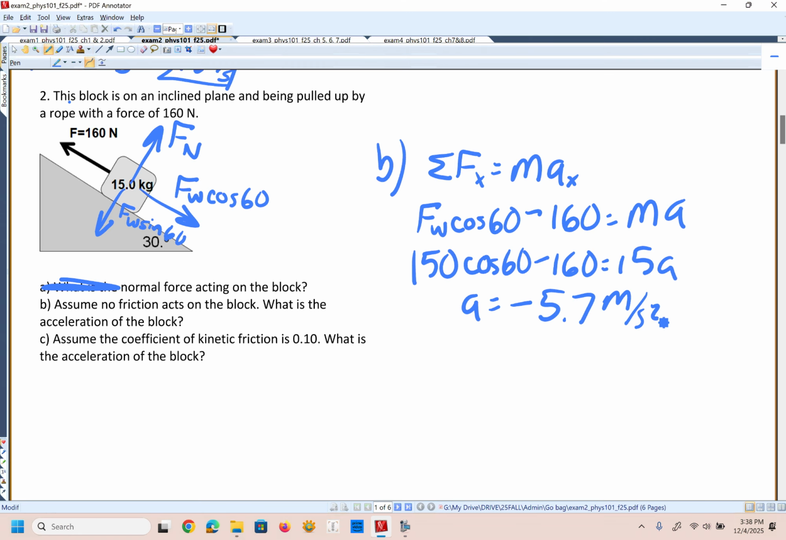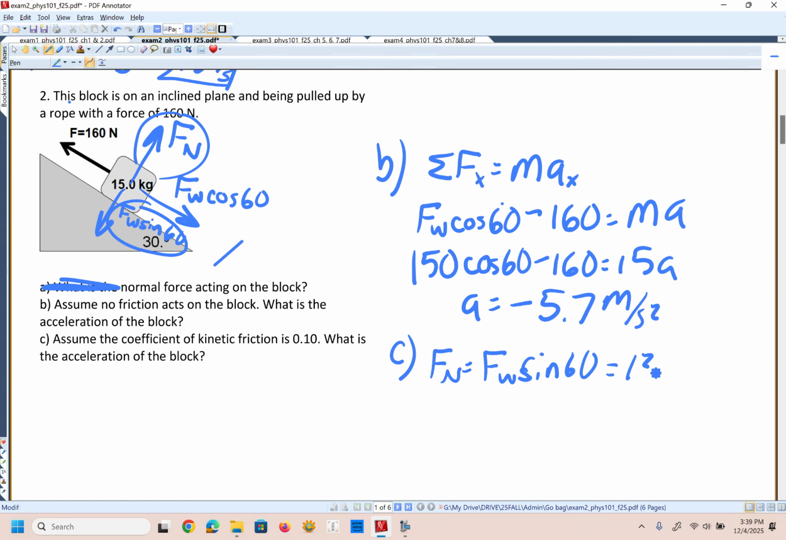All right, and then for part C, it's a little more difficult because you have to find the frictional force. And in order to find the frictional force, you first have to find the normal force. And the normal force is equal to FW sine 60. I know that because this force is equal to opposite that force. Fn minus FW sine 60 equals 0. And FW sine 60, that's 150 sine of 60. That's 130 newtons. Then my frictional force is mu times the normal force. Mu is 0.1 times 130 equals 13 newtons.